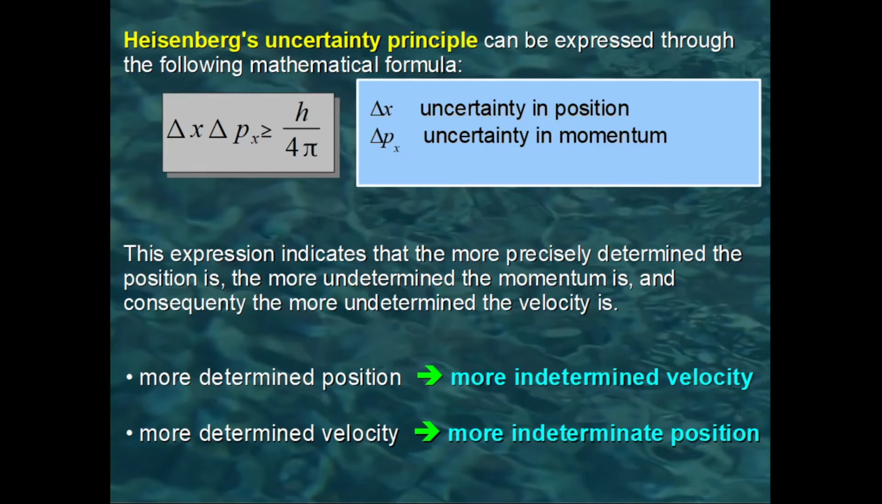Delta px represents the uncertainty in momentum, namely the difference between the maximum and the minimum value of the x-component of momentum. Since mass is constant, the uncertainty in momentum implies a corresponding uncertainty in speed. Heisenberg's uncertainty principle indicates that the more precisely determined the position is, the more undetermined the momentum is, and vice versa. How well determined the position is, limits how well determined the momentum can be, and vice versa.